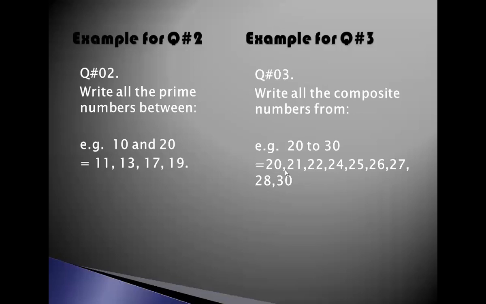Okay, 20, 21, 22, 24, 25, 26, 27 as well because 27 can be divided by 3, then 28, and the last is 30. So here are all the composite numbers that lie between 20 and 30. Very good.